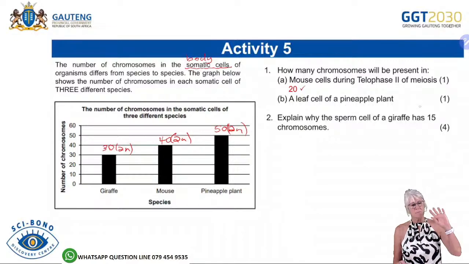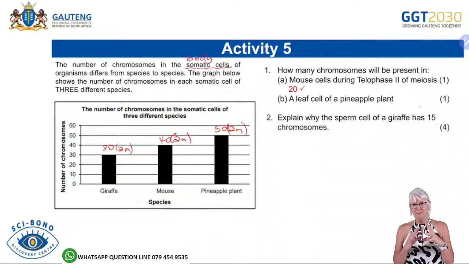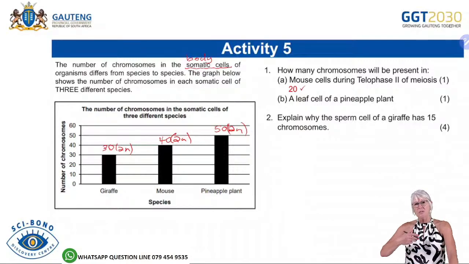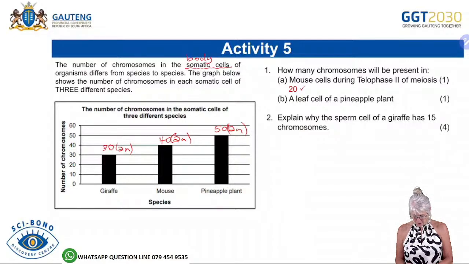Right, then they ask how many chromosomes are in a leaf cell of a pineapple plant. Now you learned about plants last year, and you learned that the leaf's function is photosynthesis, it's not reproduction. So the leaf is not going to be making gametes. If they're asking us for a leaf cell of a pineapple, it would be one of the somatic cells. So I'm just going to read it straight off the graph, and that would be 50 chromosomes.